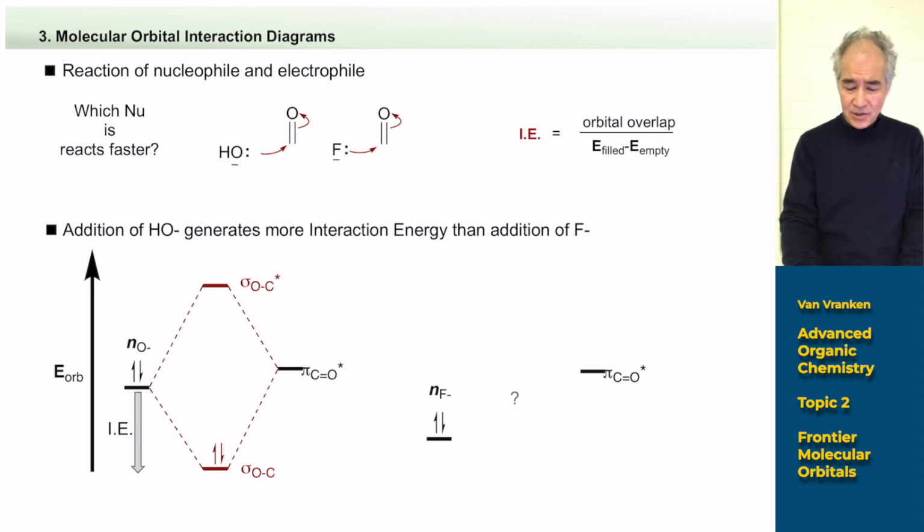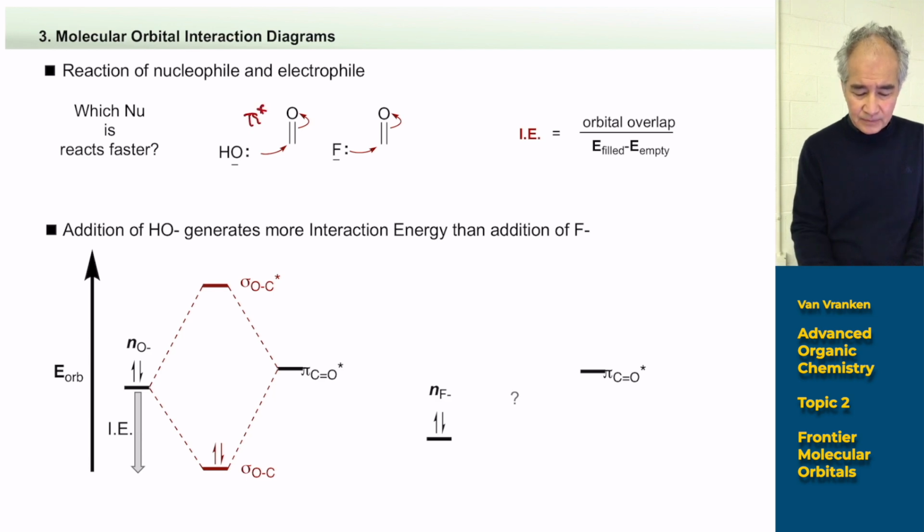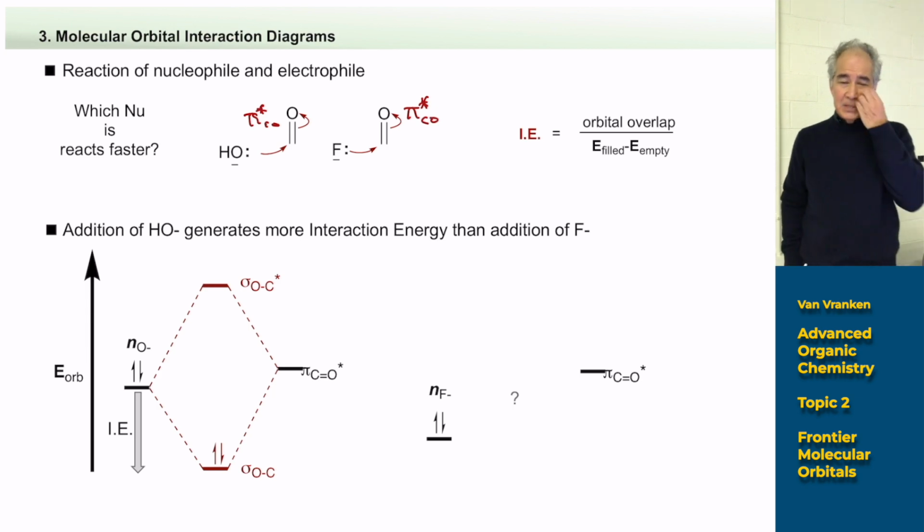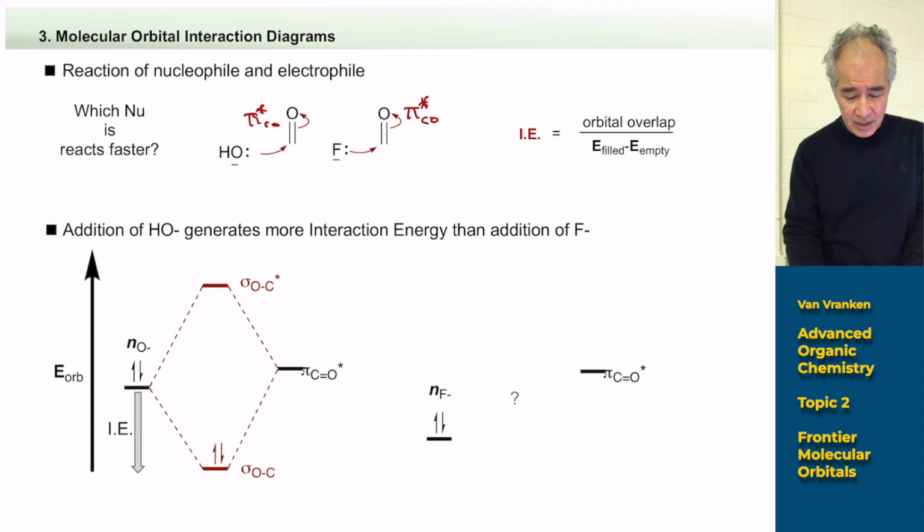So what are we adding to? Well, the electrophile in both cases is the same. In both cases, we're adding to a pi star orbital, specifically pi star CO. Same on the other side with fluoride, we're adding to a pi star CO orbital. The only thing that's different is what kind of lone pair we're adding. Here we're starting off with a non-bonding lone pair on oxygen with a minus, and here we're starting with a non-bonding lone pair on fluoride with a minus.